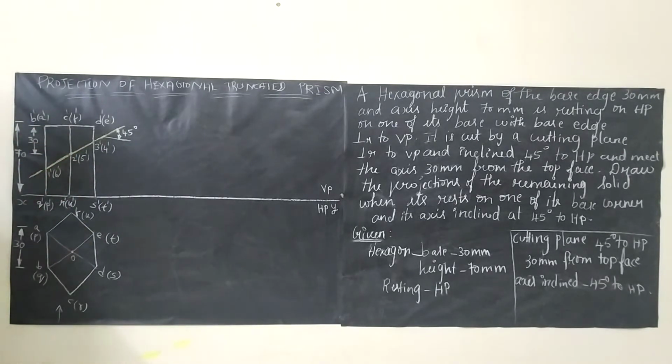Just see how many cutting points you are getting. See here we will be getting two edges, B, Q one edge and A, P is another edge. Same way here we will be getting two edges and here we will be getting two edges.